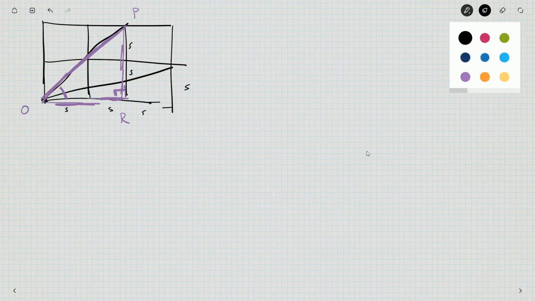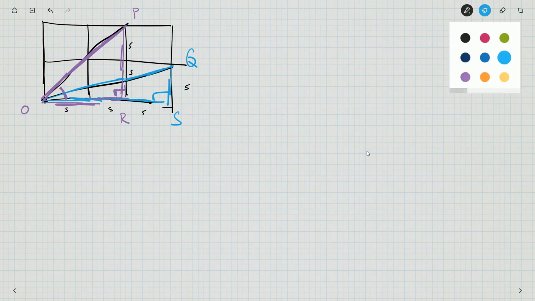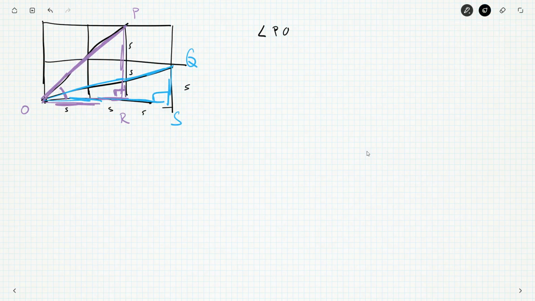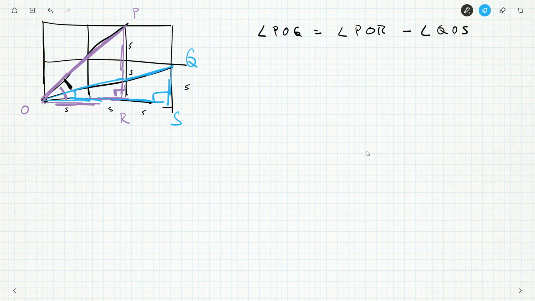And so we'll get another triangle here, the light blue triangle. It's also right angled, because all these are squares. QO to, let's call it capital S. Now the angle that we want, POQ, is just the angle POR minus the angle QOS. Okay? No harm there. Just this black angle is the one we want. That's the purple angle minus the blue angle. So how are we going to figure out these 2 angles here?